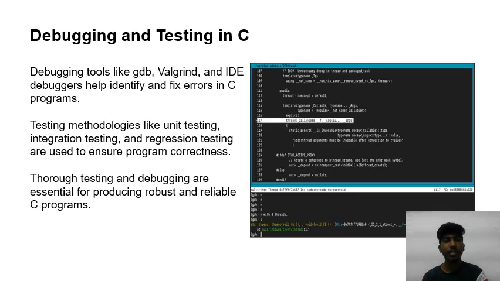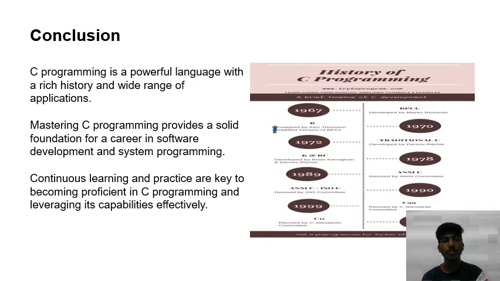Debugging and testing in C. Debugging tools like GDB, Valgrind, and IDE debuggers help identify and fix errors in C programs. Testing methodologies like unit testing, integration testing, and regression testing are used to ensure program correctness. Thorough testing and debugging are essential for producing robust and reliable C programs.